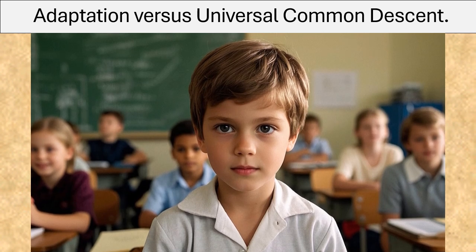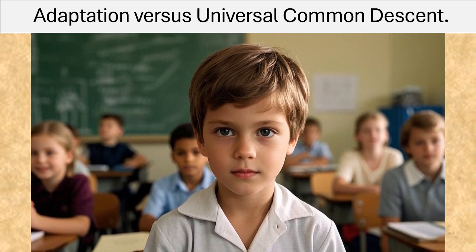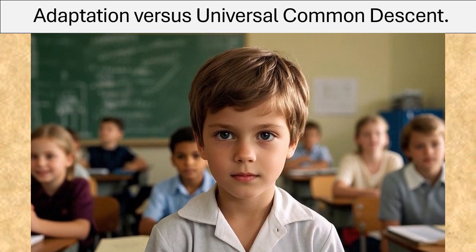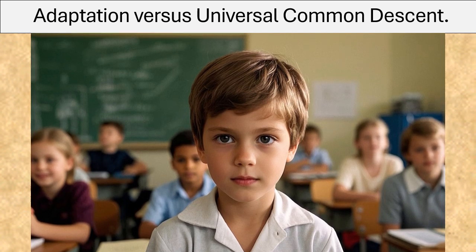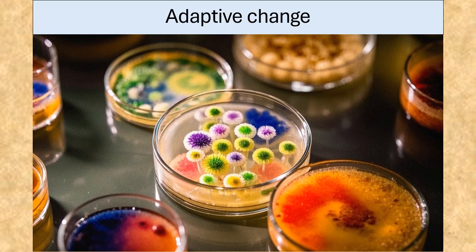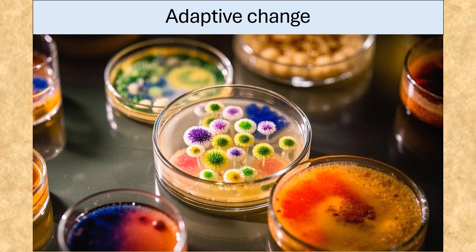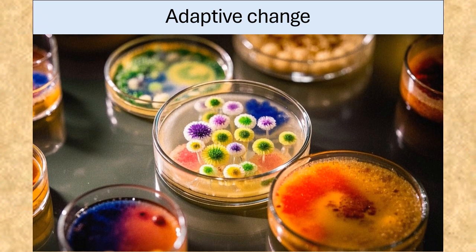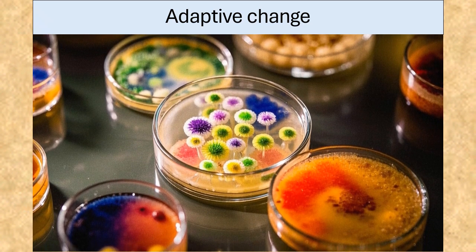Within the education system of many countries, including the United States, there is a deliberate effort to use a bait and switch to convince students of universal common descent by demonstrating simple adaptation. Adaptive change is easy to see in bacteria. In fact, it can easily be caused in a lab by manipulating the environments that bacteria are put into.